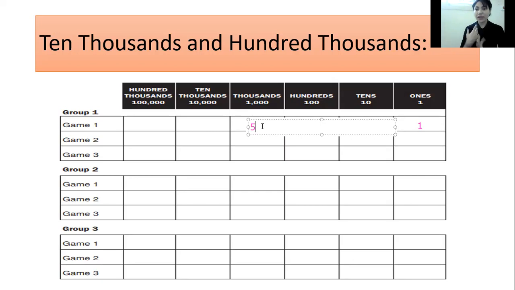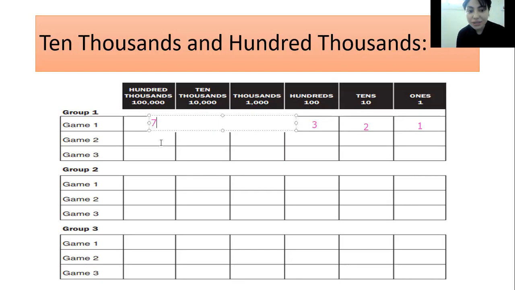After thousands, there is a grandmother and a grandfather. What's the grandmother? The grandmother is the 10,000s. So if I have a 6 here, it will be in the 10,000s. If I have a 7 here, it will be in the 100,000s.